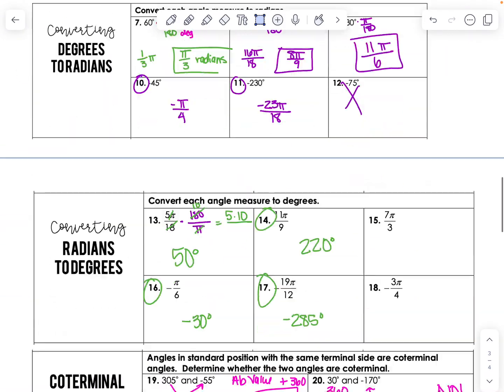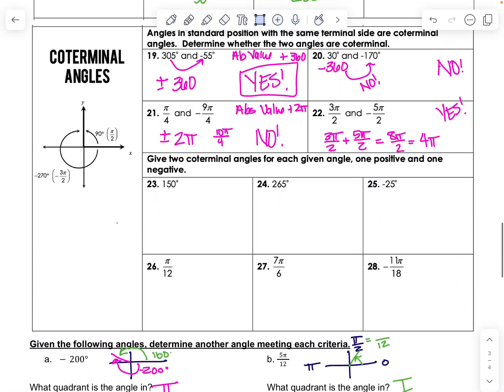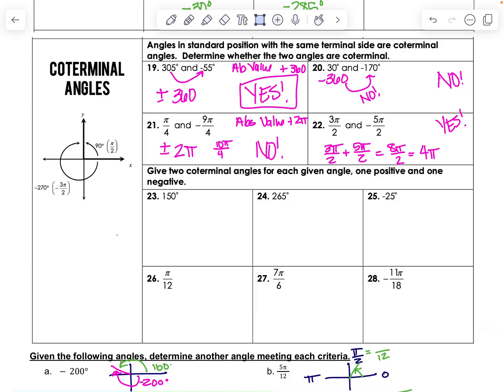So thing one, we are on this last page, we were talking about coterminal angles. So these are angles that land us in the same spot. We can use different measures, so degrees or radians. We can do positive and negative rotations. We can do multiple rotations.